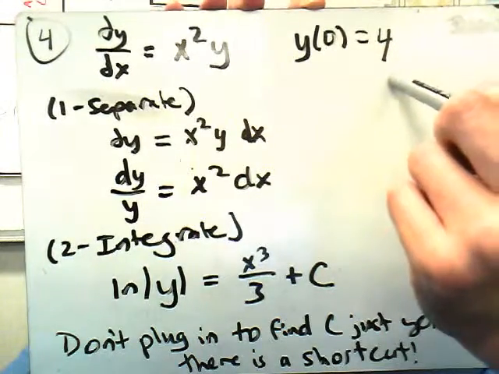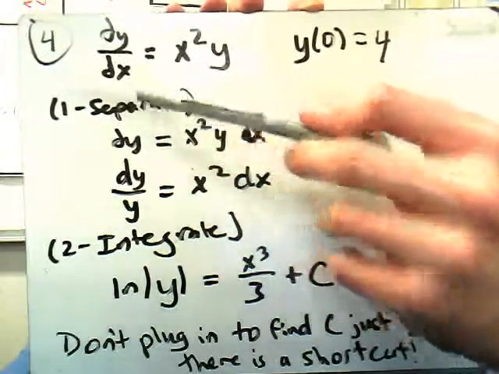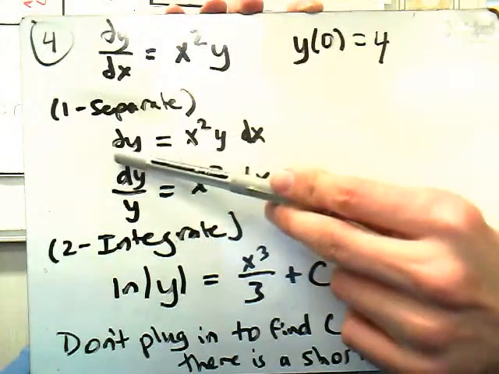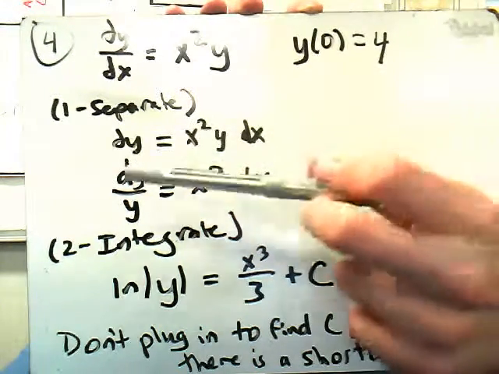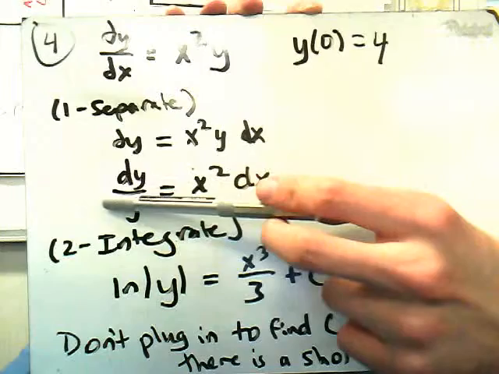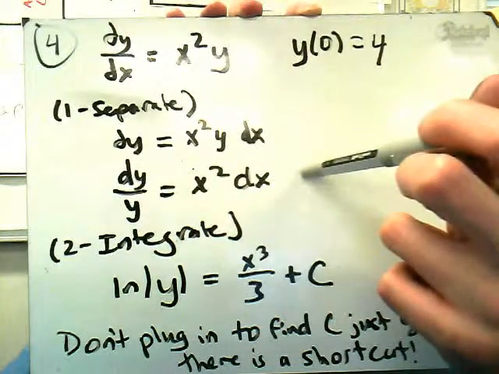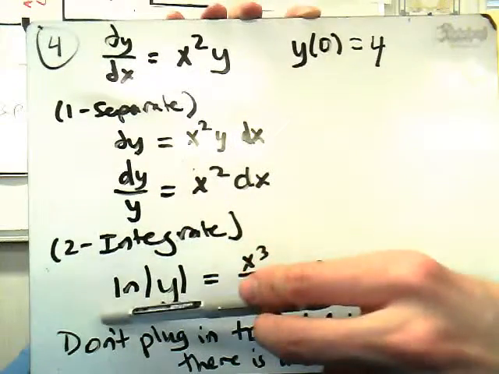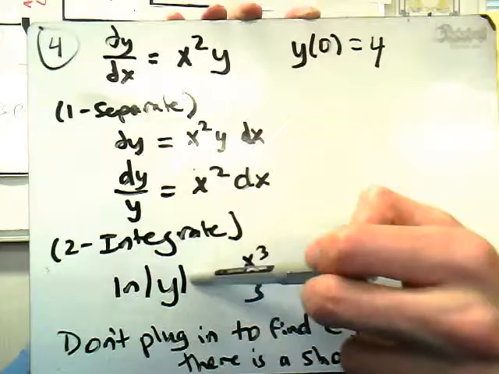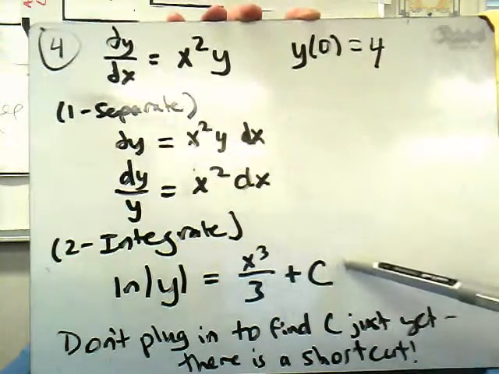with the initial condition of y of 0 is equal to 4. Just like before, we want to separate in order to figure out what we need to integrate. So in separating, I multiplied by dx, moved it over to the right side. We end up dividing by y and getting dy over y is equal to x squared dx. Now, we integrate both sides, and we get natural log of the absolute value of y, that's important, is equal to x cubed over 3 plus c.